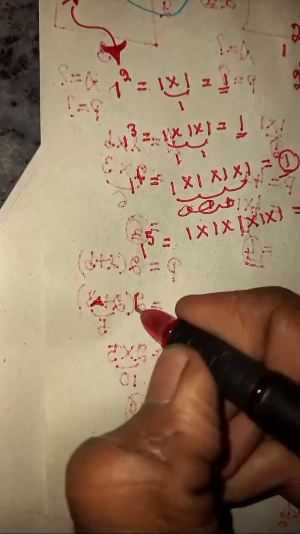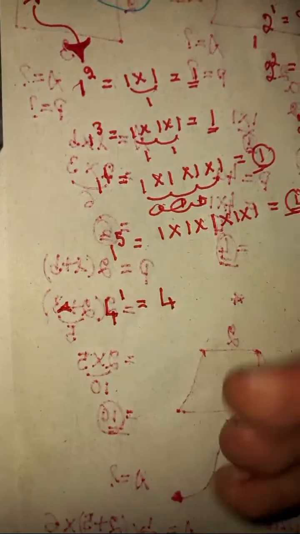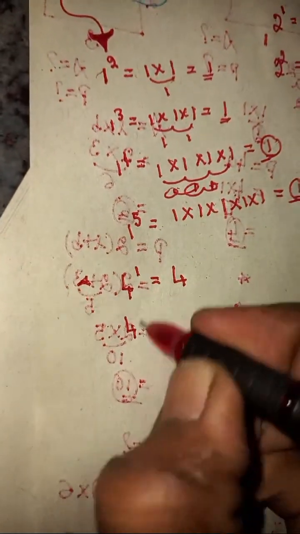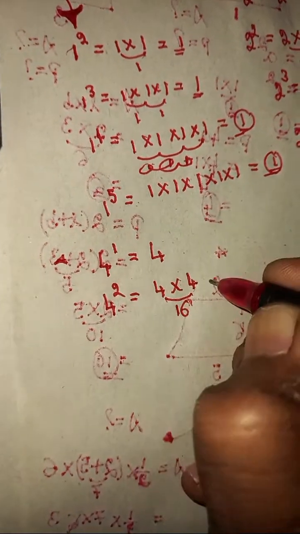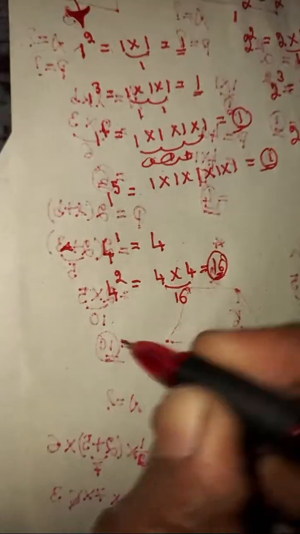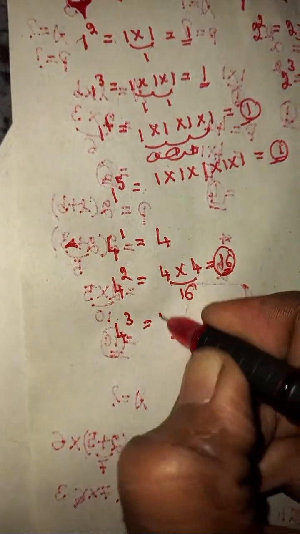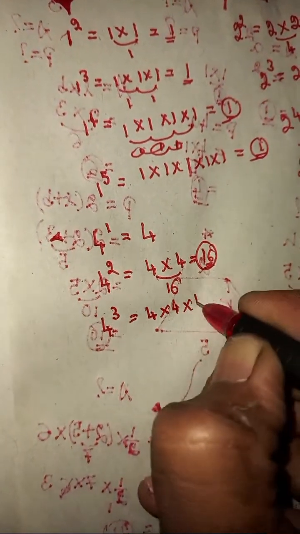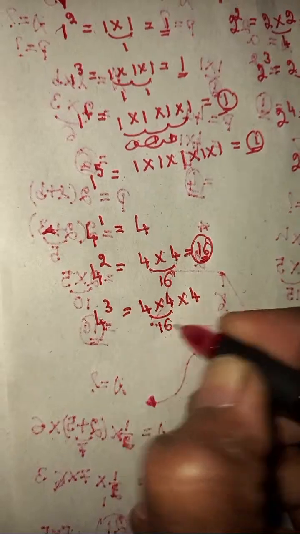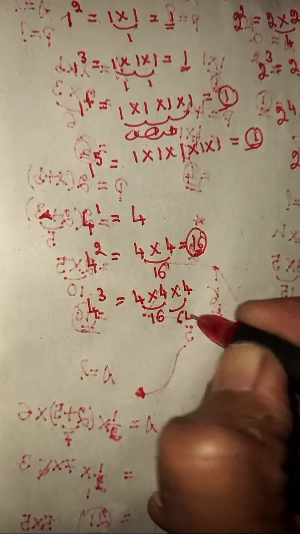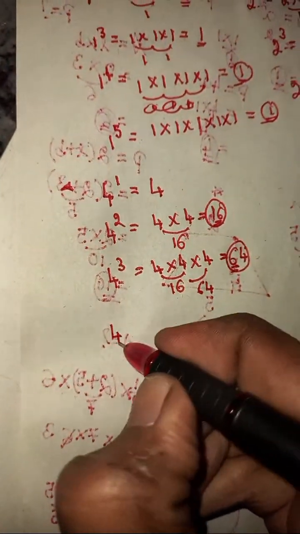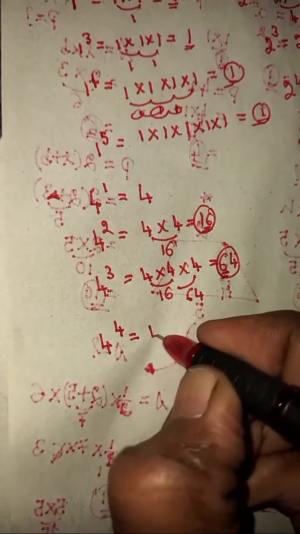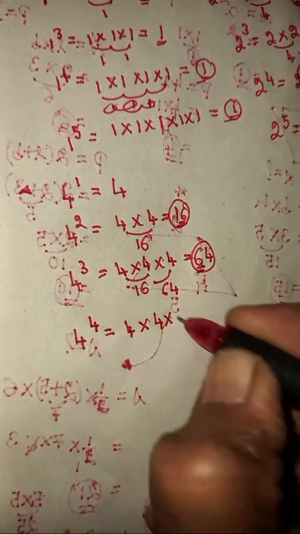If you take 4 power of 1, it is equal to just 4. And 4 square is 4 times 4. 4 times 4 is 16. So it becomes 16. 4 cube is 4 times 4 times 4. 4 times 4 is 16. 16 times 4 is 64. It is 64.